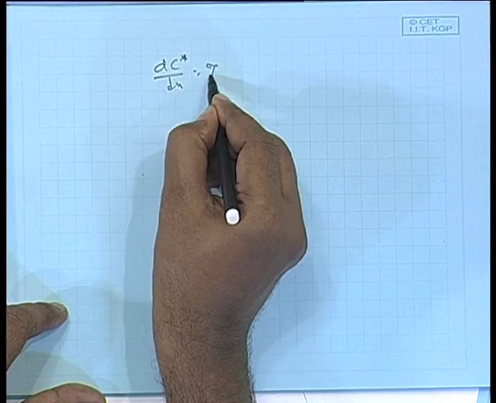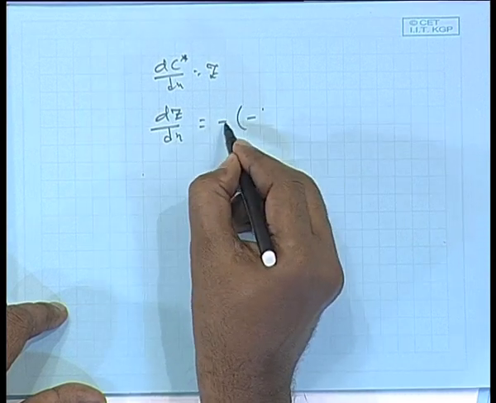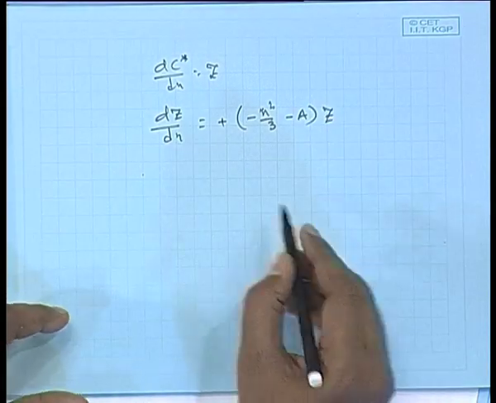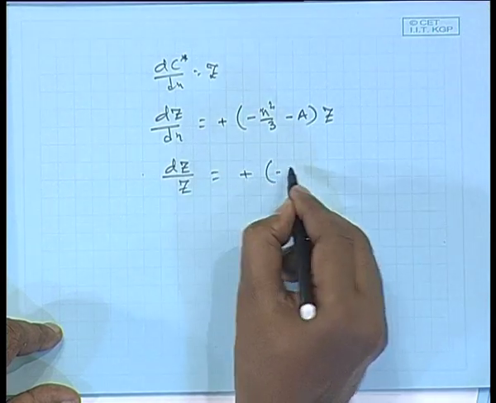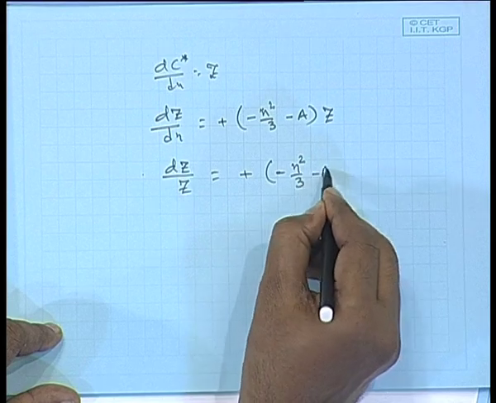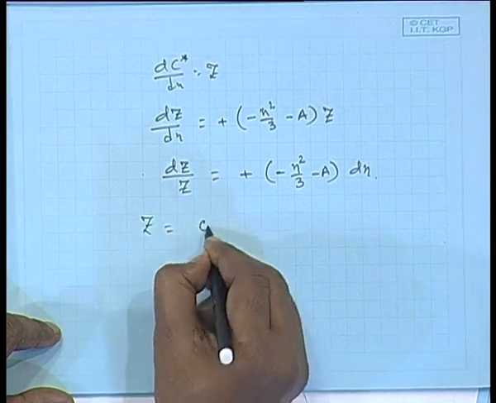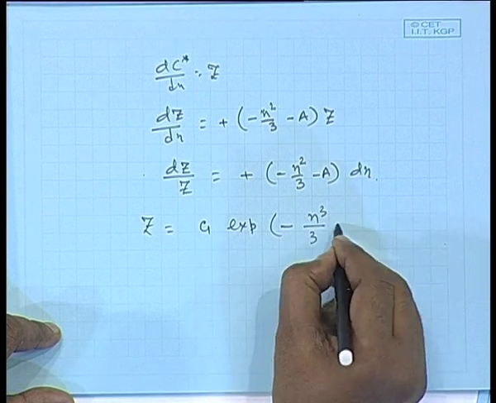d square C star d eta square is equal to minus eta square by 3 minus A dC star d eta. For that, you just put dC star d eta is equal to z. This becomes dz d eta equal to minus eta square by 3 minus A z. Okay. Separate the variables: dz by z equals minus eta square by 3 minus A d eta. One integration will give you z equals C1 exponential minus eta cube by 3 minus A eta.